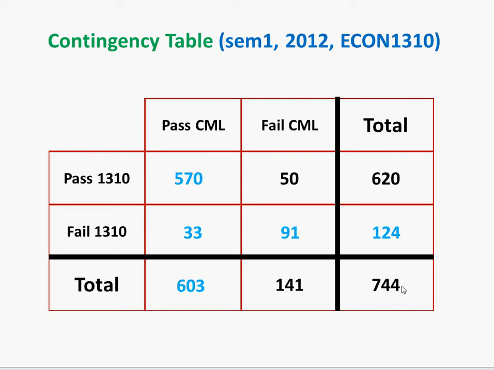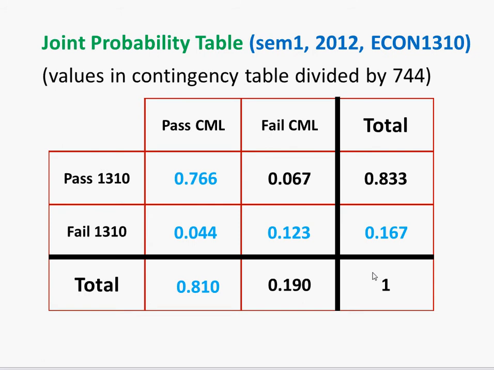So if we take this table and divide all the numbers by 744, we get this table, which is called the joint probability table. And from here we can read probabilities. So for instance, the probability of passing Econ 1310, we can read across here, is 83.3%. The probability of failing the CML is down here, which is 19%, and so on.